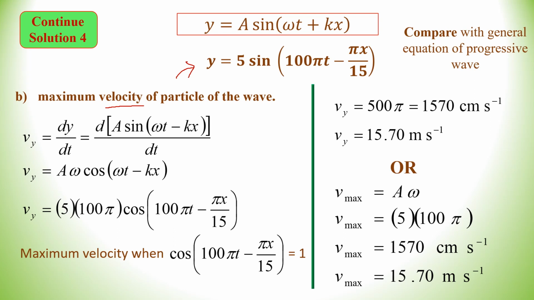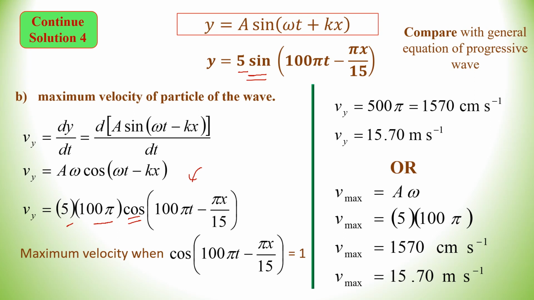Differentiate dy/dt. First step, look in the equation for the term related to t, which is 100 pi. This 100 pi, the teacher will bring to the front. Then copy the amplitude, 5. Differentiate sine, the answer is cosine, and then copy the bracket: 100 pi t minus pi x over 15.